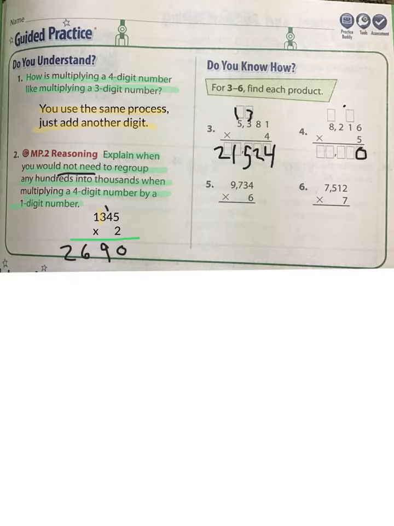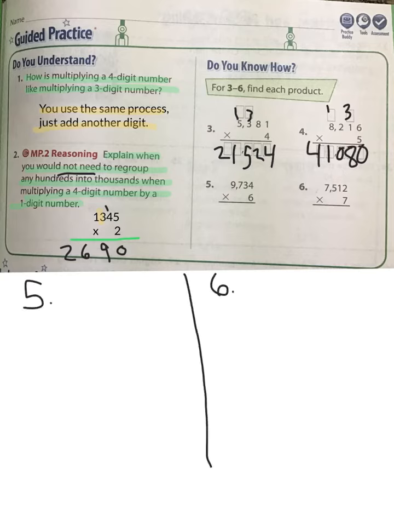Number 4, multiply 6 times 5, which is 30. Write down your 0 and regroup your 3. Then multiply 5 times 1 is 5, plus 3 more is 8. We do not need to regroup. Next, you're going to multiply 5 times 2, which is 10. Write down your 0 and regroup your 1. And last, you're going to multiply 5 times 8 is 40, plus 1 is 41. So you should have gotten 41,080.